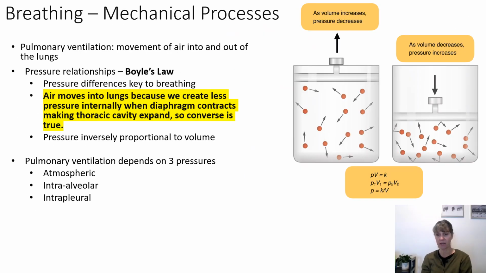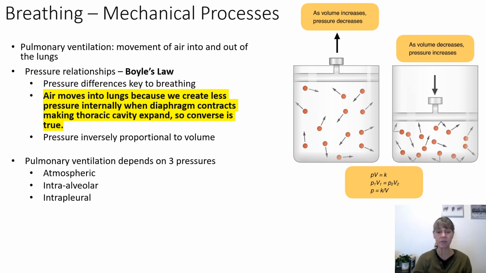The movement of air into and out of the lungs is what we call pulmonary ventilation. Pulmonary ventilation can occur because when we inhale, the diaphragm moves inferiorly. That increases the volume inside the thoracic cavity in the lungs. When we increase volume, we decrease pressure. That's known as Boyle's law.